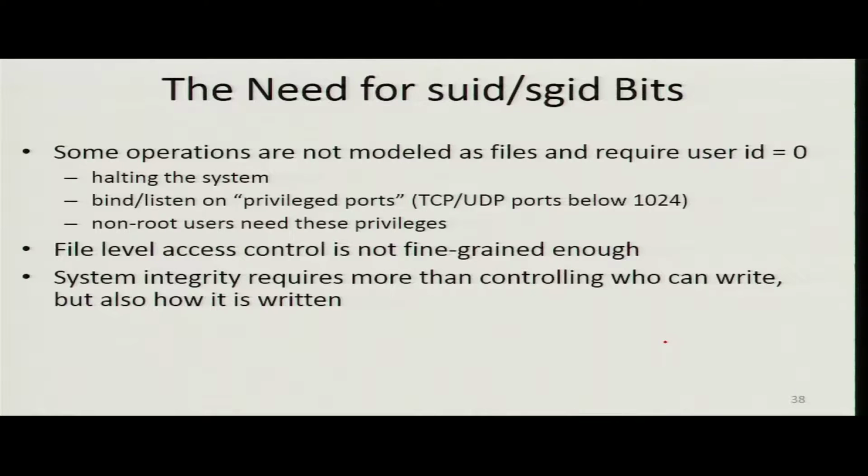The ability to halt the system or bind or listen to a privileged port, as I said, is not modeled with these permission bits. They are usually reserved for the root user, and a non-root user might need that privilege, and then they have to escalate. Basically, they cannot do it themselves. So file level access control is not fine-grained enough in Unix, and system integrity requires more than controlling who can write, but also how it is written.